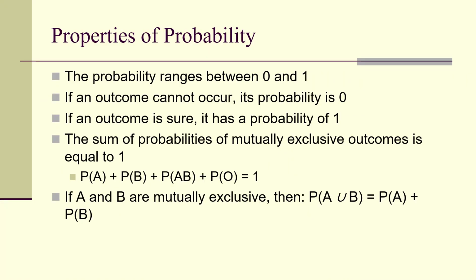If events are mutually exclusive and cover all outcomes, then the sum of the probabilities of the mutually exclusive outcomes is equal to 1. For example, there are 4 possible blood types, A, B, AB, and O, and they are mutually exclusive to each other. Then the probability of having A blood type plus the probability of having B blood type plus the probability of having AB blood type plus the probability of having O blood type is equal to 1.